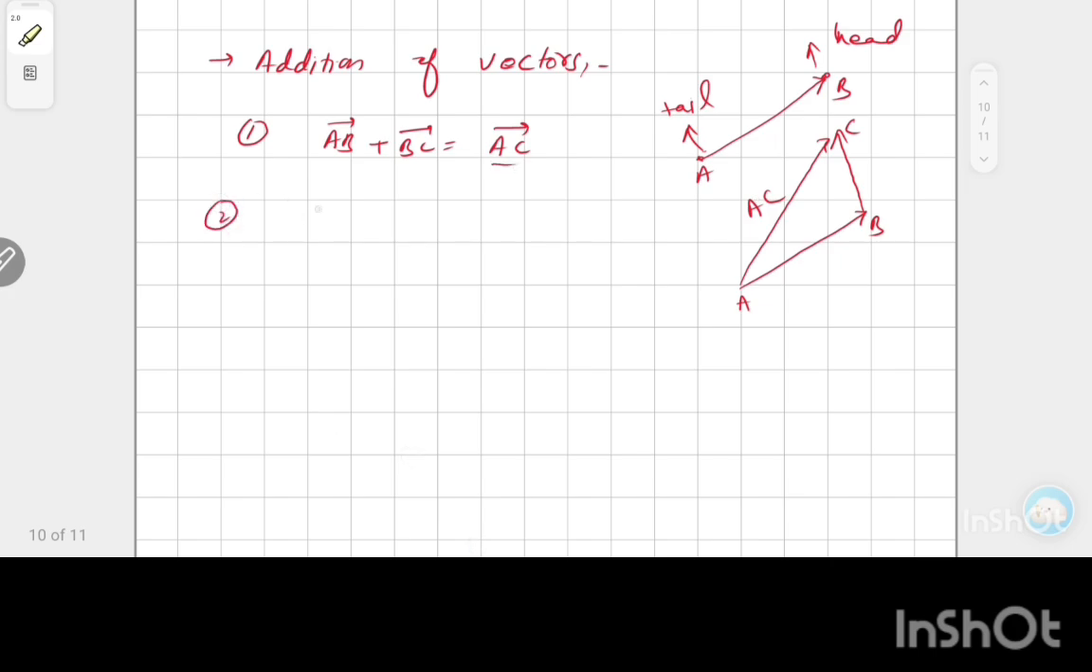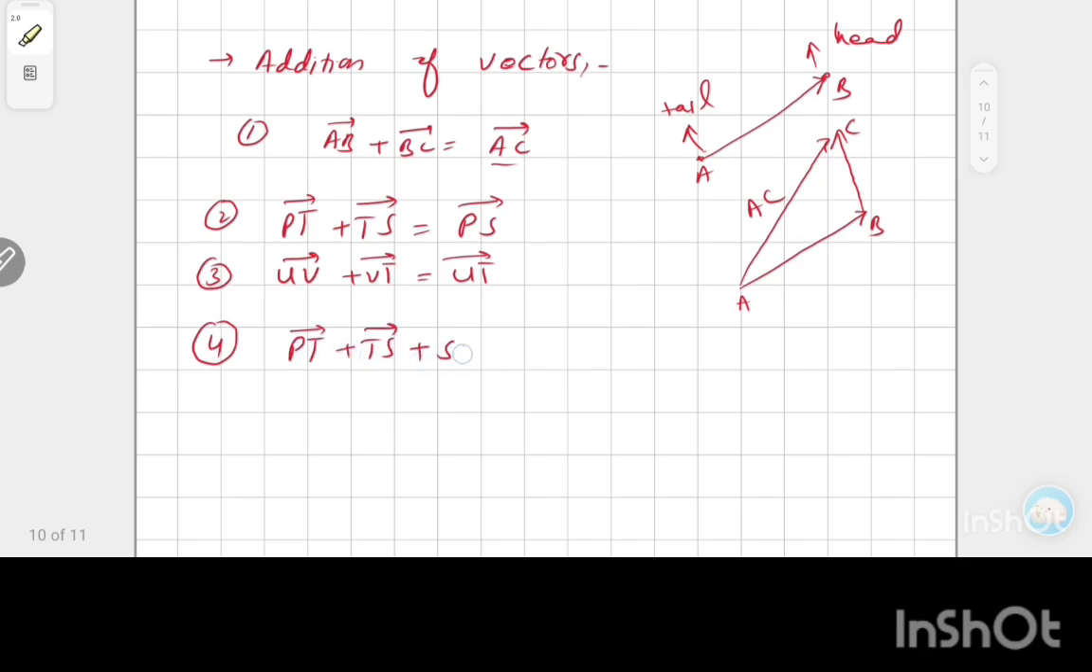Similarly, we write the PT vector plus the TS vector. So we can write the PS vector. Just T will be ignored. Now the third pattern is UV vector plus VT vector and UT vector. Similarly you have four patterns: PT vector, TS vector, SR vector.